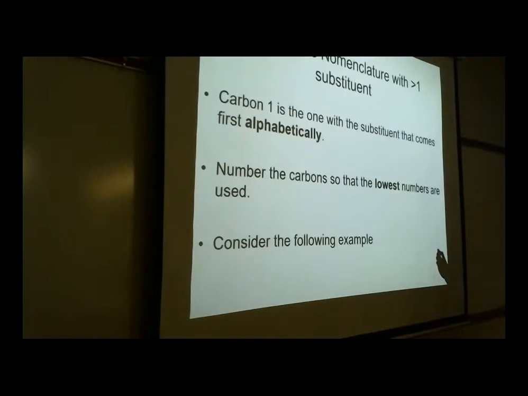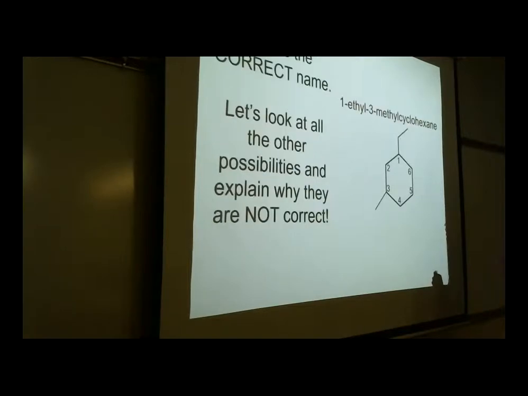All right, now when there's more than one substituent, again, carbon number 1 is the substituent that comes first alphabetically, and then we want to number the correct way so that we pick the lowest numbers. So here's an example. Here's the correct name: 1-ethyl-3-methylcyclohexane, right? 1, 3. E comes before M. That's why this is carbon 1 and this is carbon 3, right? E comes before M. We numbered counterclockwise.